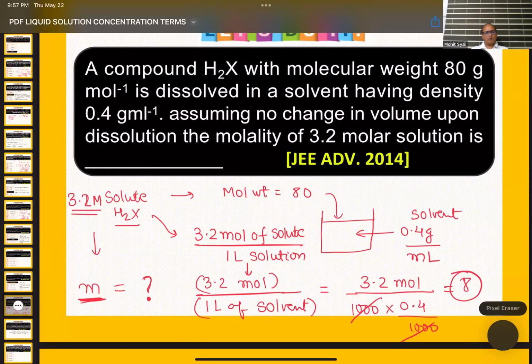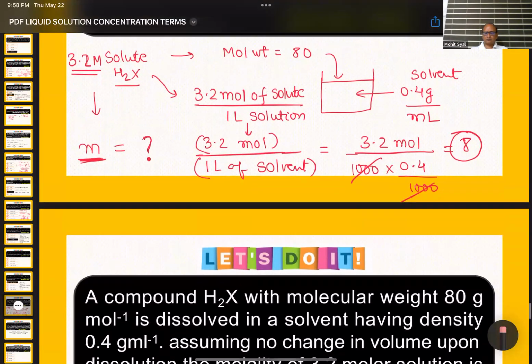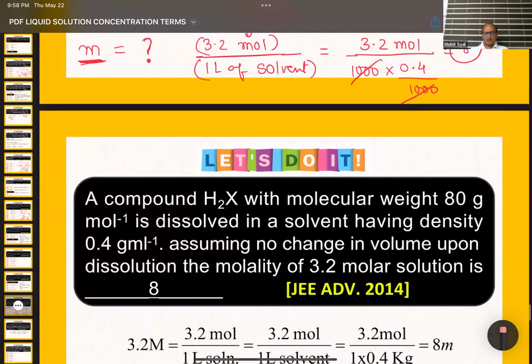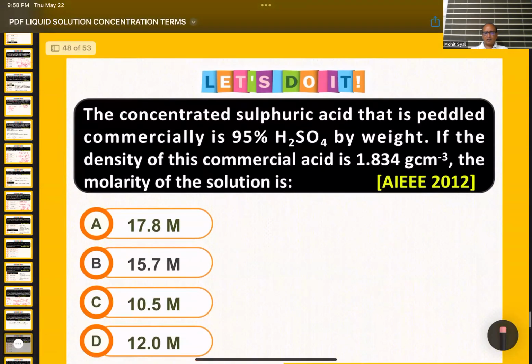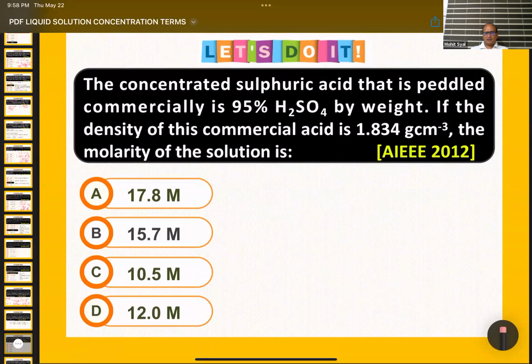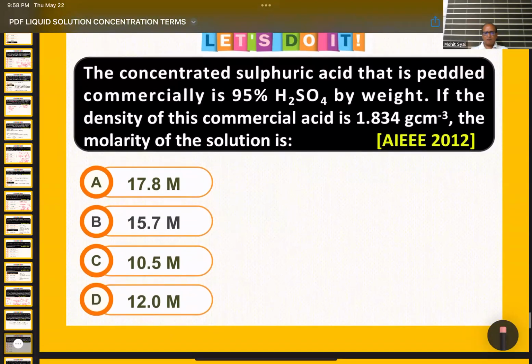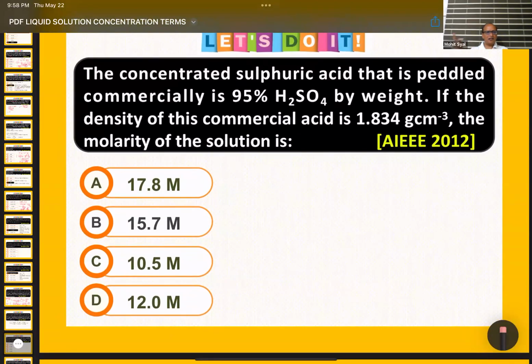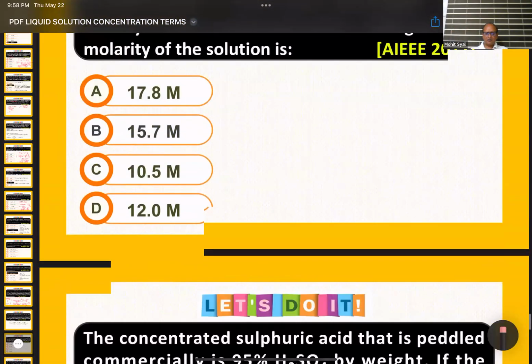So you have volume of solvent, you have density of solvent, you have mass of solvent. Convert it to kg. In the numerator you already have 3.2 moles. So the question is very easy, right? I hope this was given, and a similar question was asked in NEET also. Same question, the density is given. I will not solve it. We have solved it for HNO3 today. Got it?